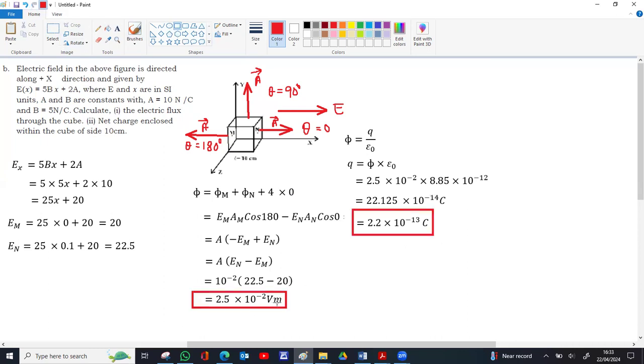So that's the flux in volt meter, and this is the charge. There was a correction in the beginning. This is plus, because it is already plus, and by mistake it came as minus. Then cos 180 makes this minus. When you transfer the minus term to the right and the positive term to the left, you get EN minus EM.